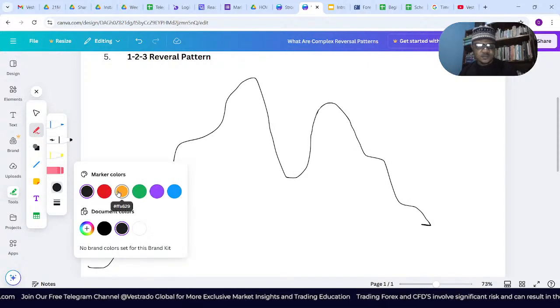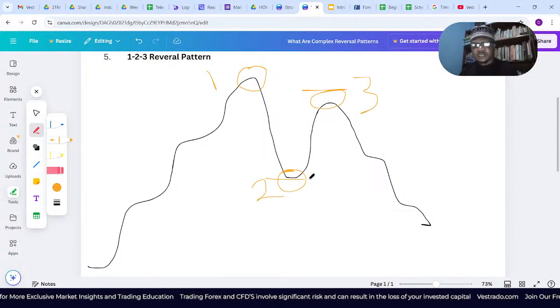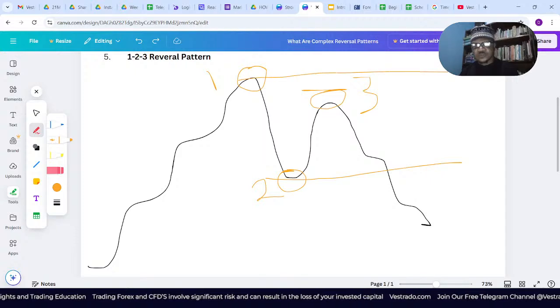You got this? 1, 2, 3. 1, 2, 3 reversal pattern. And then here, between here and here are zones. Zone of equilibrium. Okay. And this is the neck. Entry is right here.